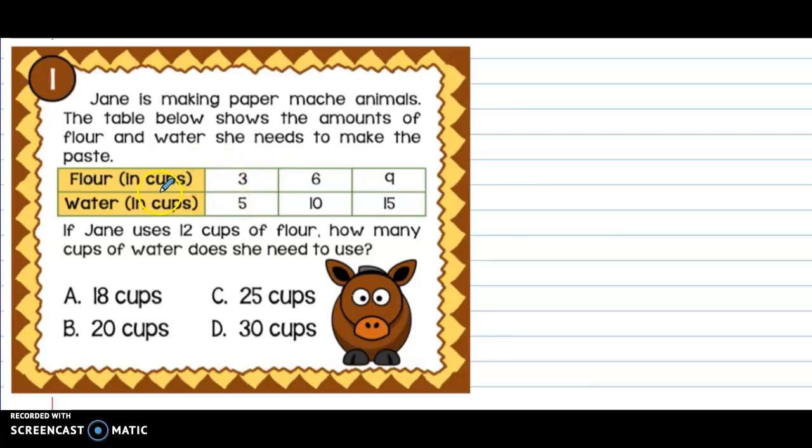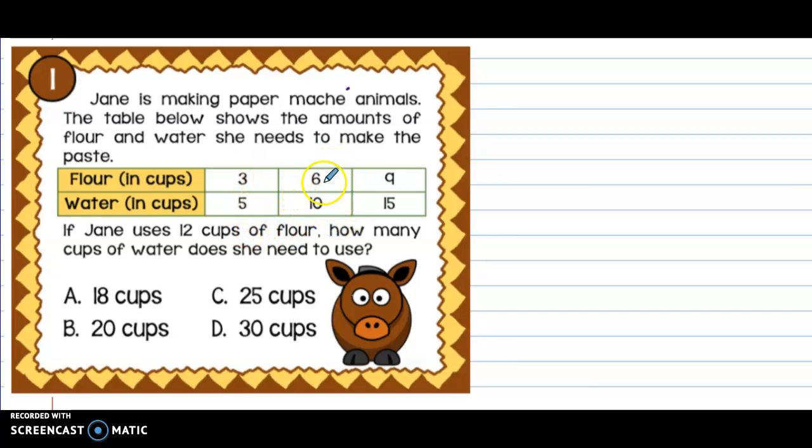It's just been kind of tipped over onto its side, but it still is a ratio table, and we can tell that it's a table because they kind of hint at it here. It shows the amounts of flour and water she needs to keep the paper mache, that's how you pronounce that, paper mache animals, just right so it doesn't ruin the three-dimensional animal that you're building. This is the ratio. For every 3 cups of flour, you need to have 5 cups of water to make the paste.